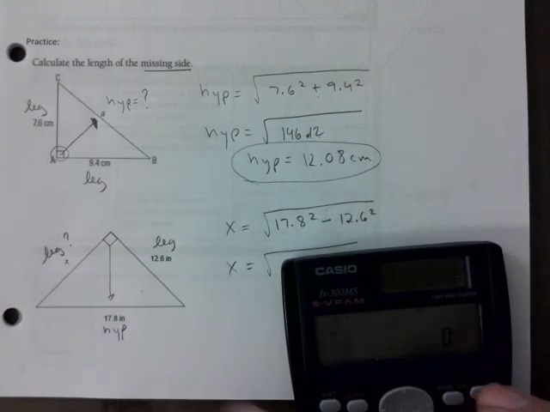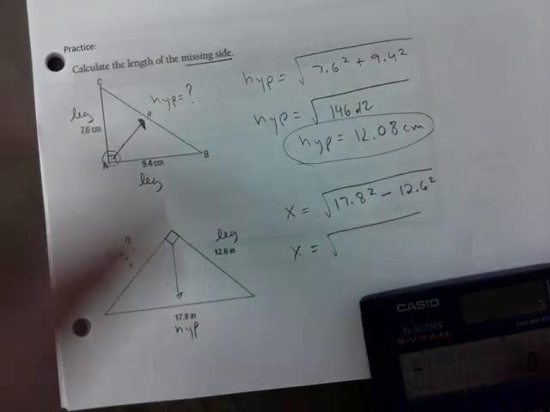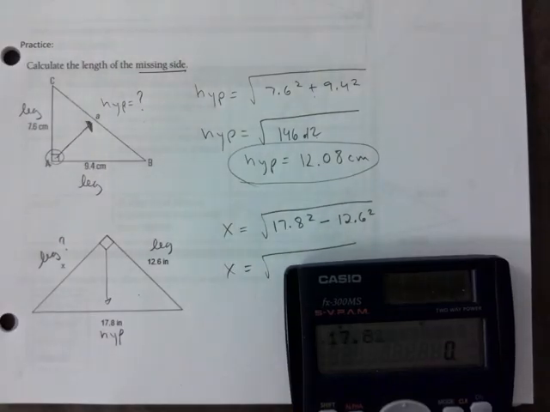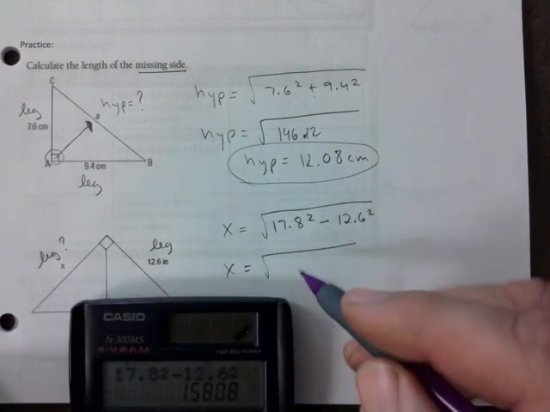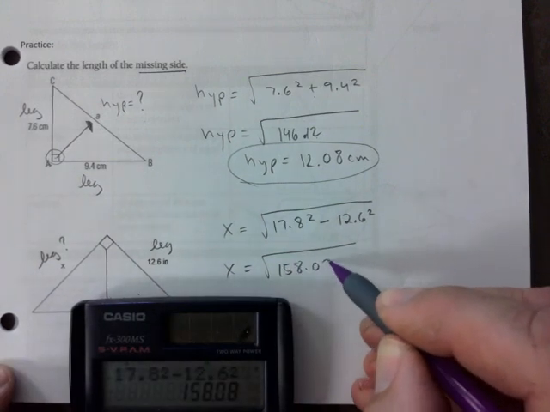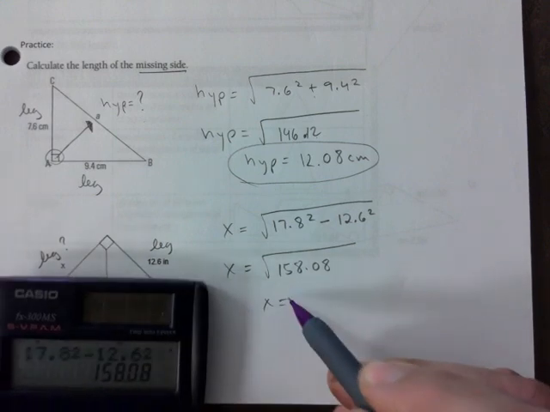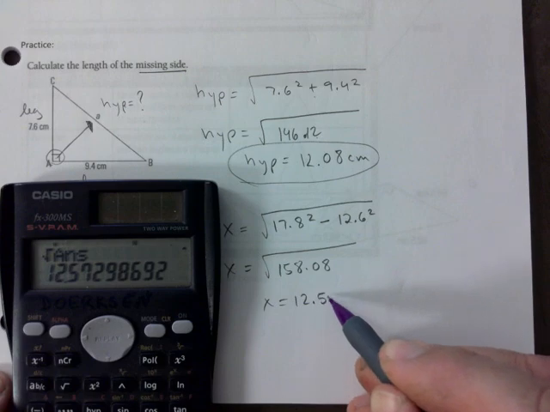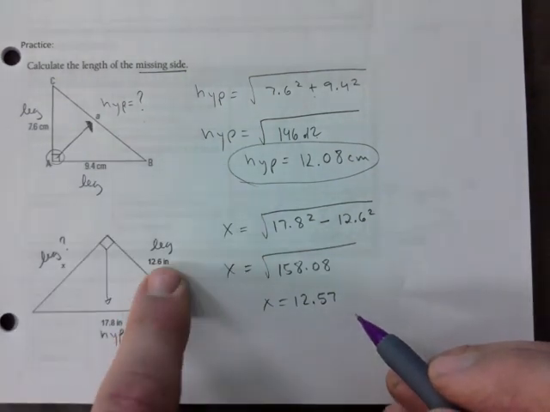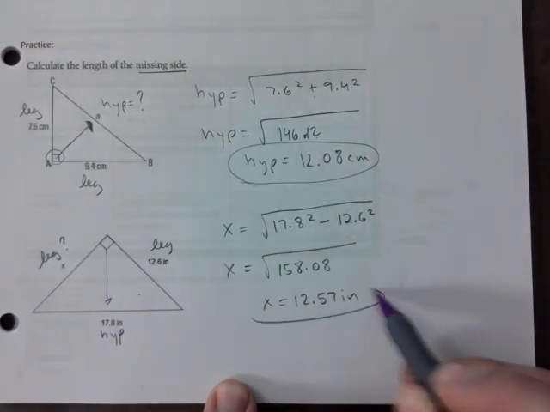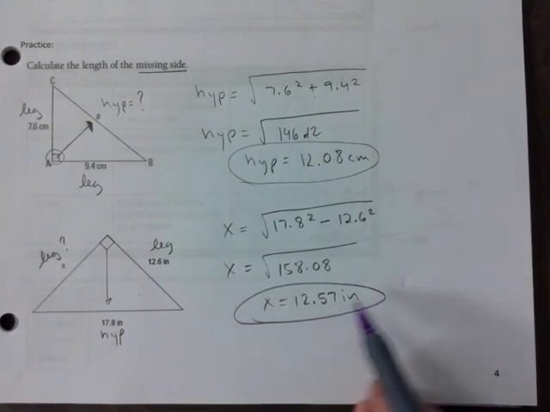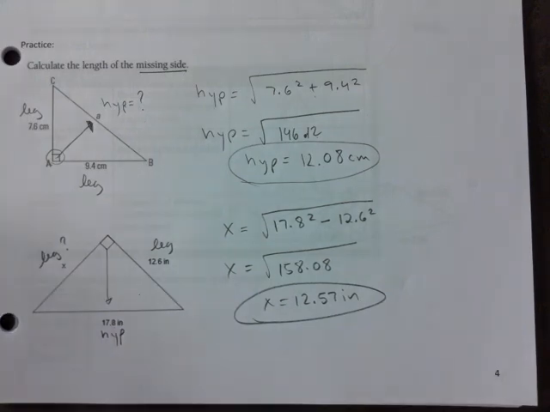You grab your calculator. And you go 17.8 squared. Don't forget to square. 158.08. Take the root, and there it is, 12.57. We are in inches. And it makes sense because it's shorter than the hypotenuse, so we're in business.